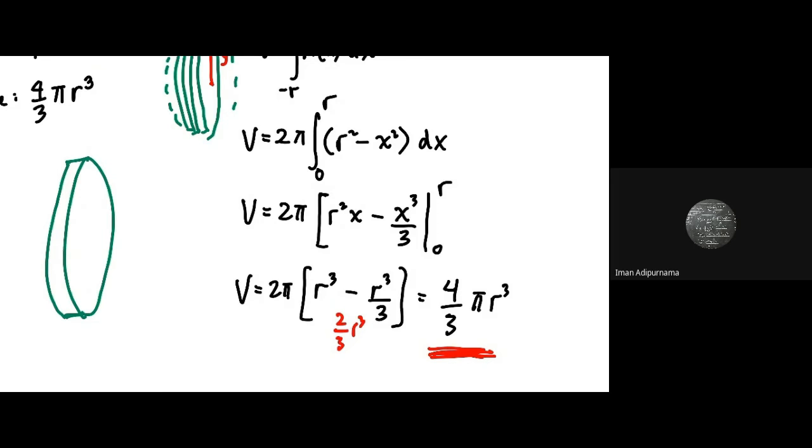We need to imagine that we have circular cross sections, and that is like a disk. We just multiply the area by the height, which is the dx in our case.